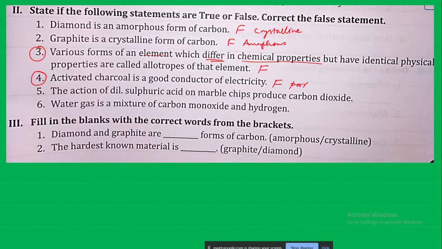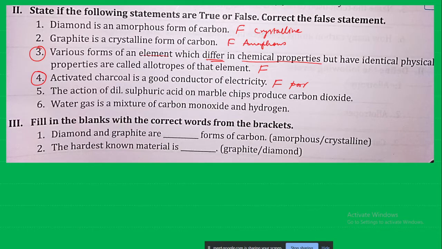Next, the action of dilute sulfuric acid on marble chips produces carbon dioxide. True. Dilute sulfuric acid will react with marble. Marble is nothing but calcium carbonate. It will produce carbon dioxide. So this is a laboratory preparation of carbon dioxide. You can see it in your textbook.